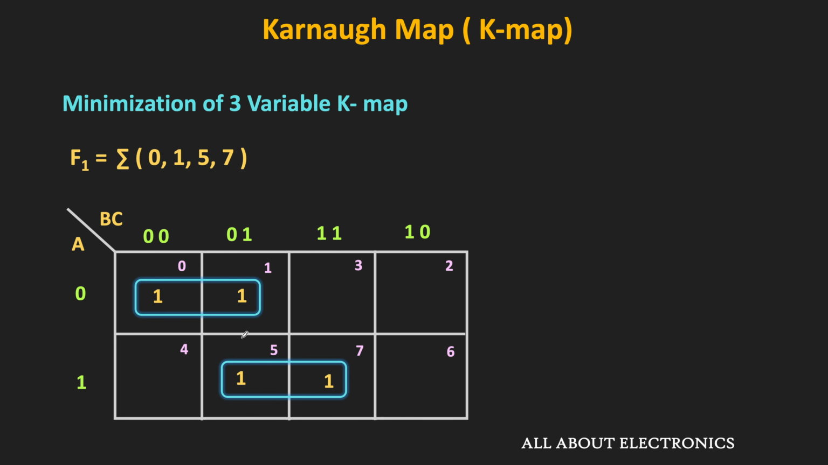So first, let us consider this first group. In this group, the variables a and b are not changing, while the variable c is changing. And here, the value of a and b is 0. That means this group represents a bar dot b bar. Similarly, in this second group, the variables a and c are not changing, while the variable b is changing. So in this group, the value of a and c is equal to 1. Therefore, this group represents a dot c. So if you see the overall minimized function, then that is equal to a bar dot b bar plus ac.